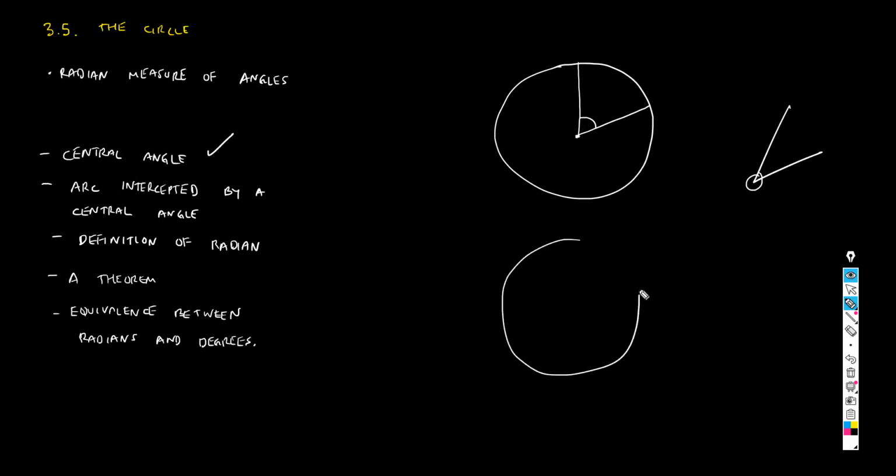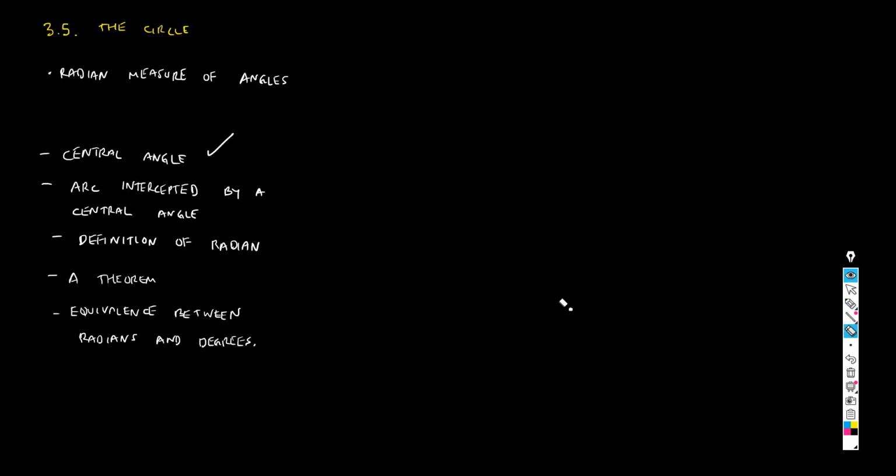Let me give you an example of an angle which is not central. If I draw the center and if I draw this angle, this is not a central angle, because the vertex of the angle is not at the center of the circle. It's a very simple idea.